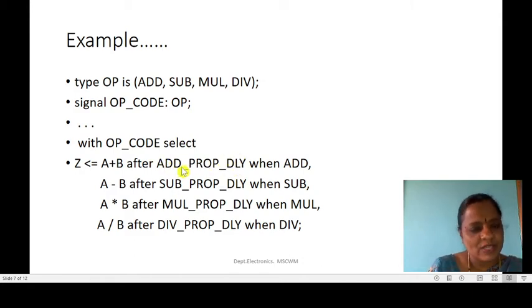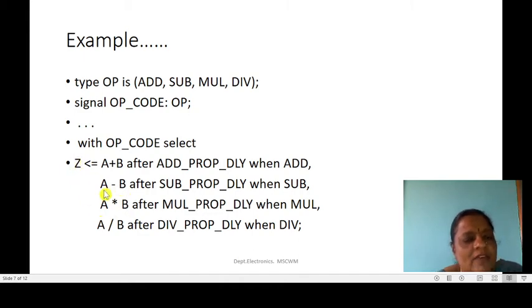Actually, instead of this, you can directly take 10 nanoseconds, 15 nanoseconds like that. I just want to show that in some books it is taken like this also, and you can also use this, so I have written this example here. My aim in this statement is, when your opcode is equal to add, that means when you have selected opcode equal to add, then what happens? It is going to execute A plus B, and after add propagation delay, it gives the value to Z.